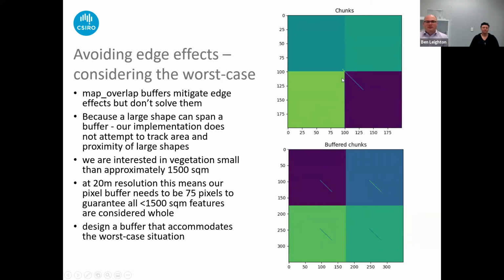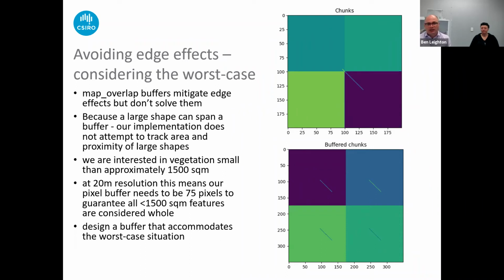So one of the things that was nice about our problem, this doesn't solve all problems. There are still potentially edge effects, right? Because you've got to consider that there could be very large features which actually span across the boundaries of the buffer that map overlap provides. In our case, as we were talking about earlier, we are only interested in small features. So this is really good for this problem because we can guarantee basically that we have buffers large enough to consider the longest possible small features.